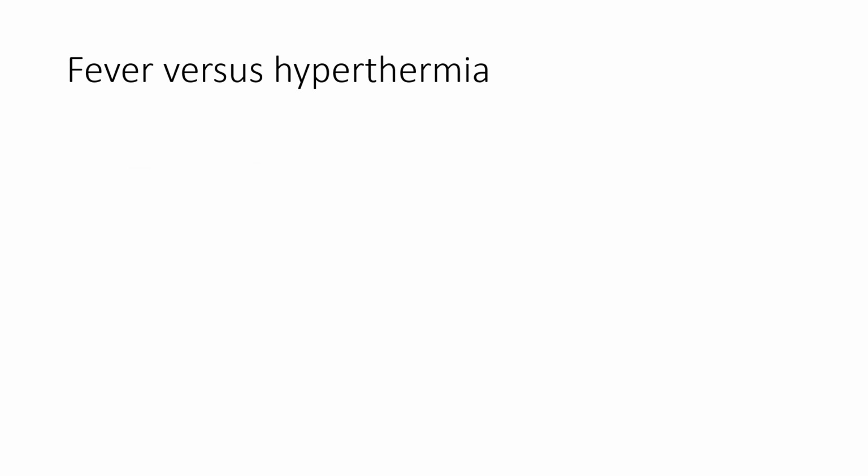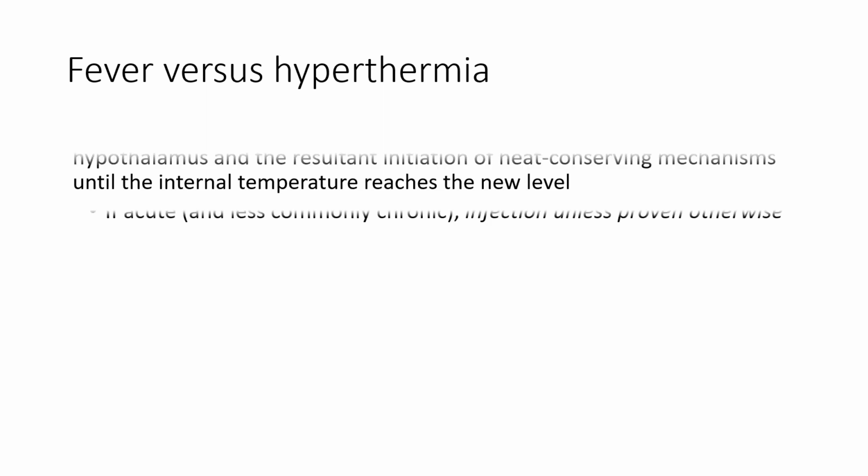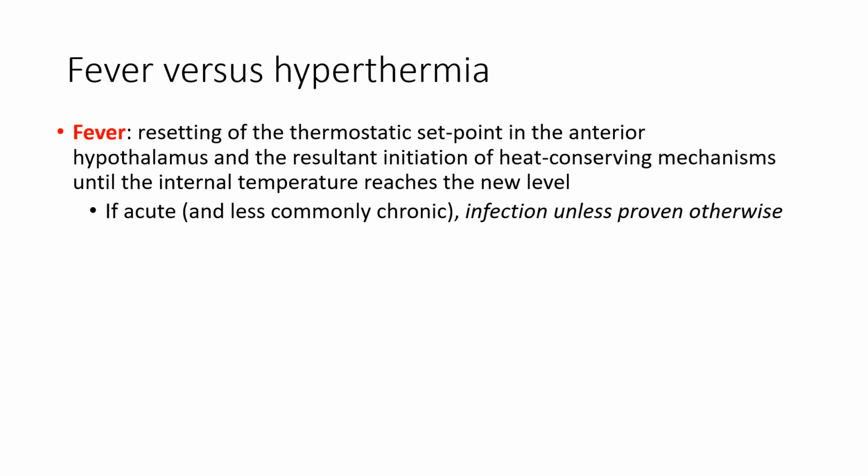So let us look at one very important differentiation, and that is between fever versus hyperthermia. Let us see what is fever and what is hyperthermia. So whenever there is a resetting of the thermostatic set point in the hypothalamus, and this resetting leads to heat conserving mechanisms getting activated, so the body temperature internally reaches a new level, this is called a fever. If acute, it is usually because of an infection unless proven otherwise. This is a general categorization.